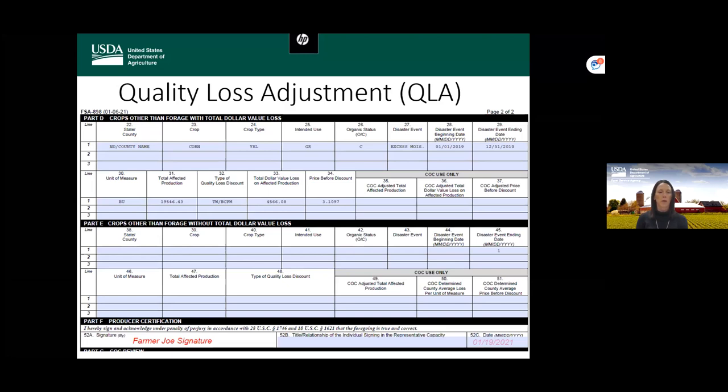So we're including all of the bushels that were quality affected on the settlement sheet. So we're including the total affected production of 19,546.43. We're putting our type of quality loss discount in item 32 of test weight and broken kernel foreign matter. And then total dollar value loss of affected production, 4,566.08. So that's the total of the test weight discounts and the broken kernel foreign matter. And then the price before discount, again, that was the weighted price on the settlement sheet of all three assembly sheets of $3.1097 per bushel.